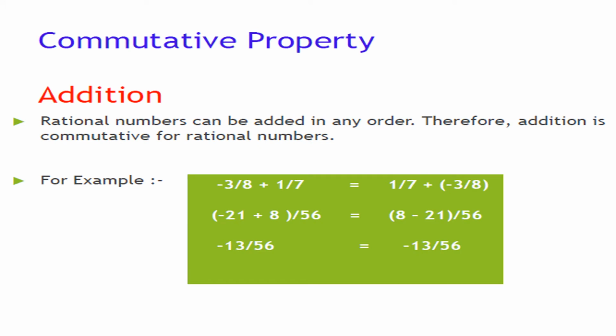Okay, now the commutative property. You can see in this case the order is not important. If you change the order, the answer remains the same. So if the sign of plus is in between and you interchange the order, still the answer is the same. That is why addition is commutative for rational numbers.